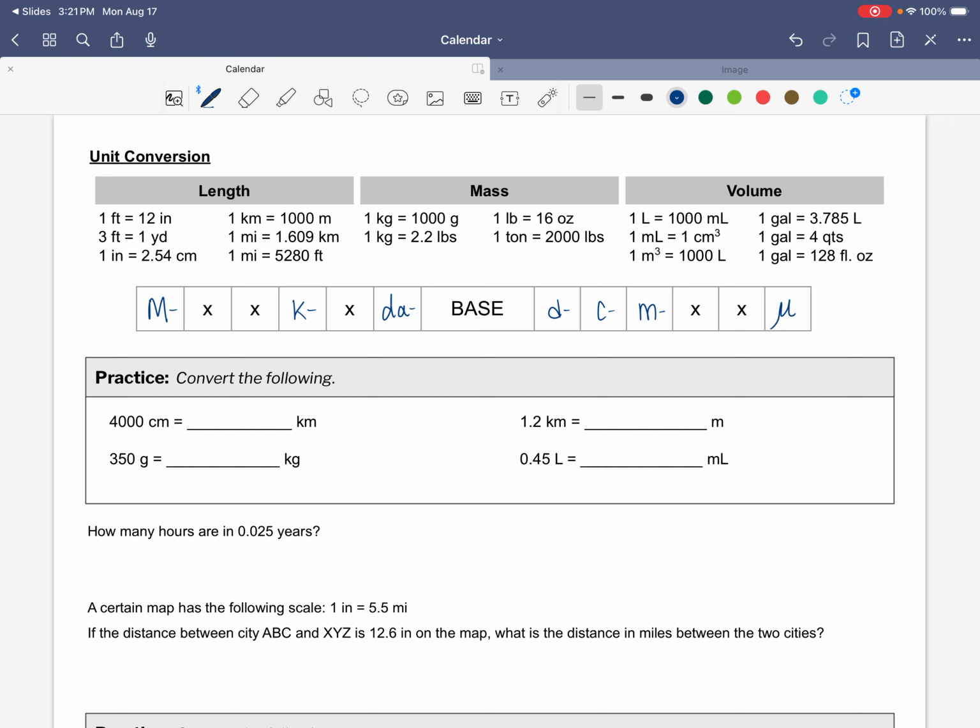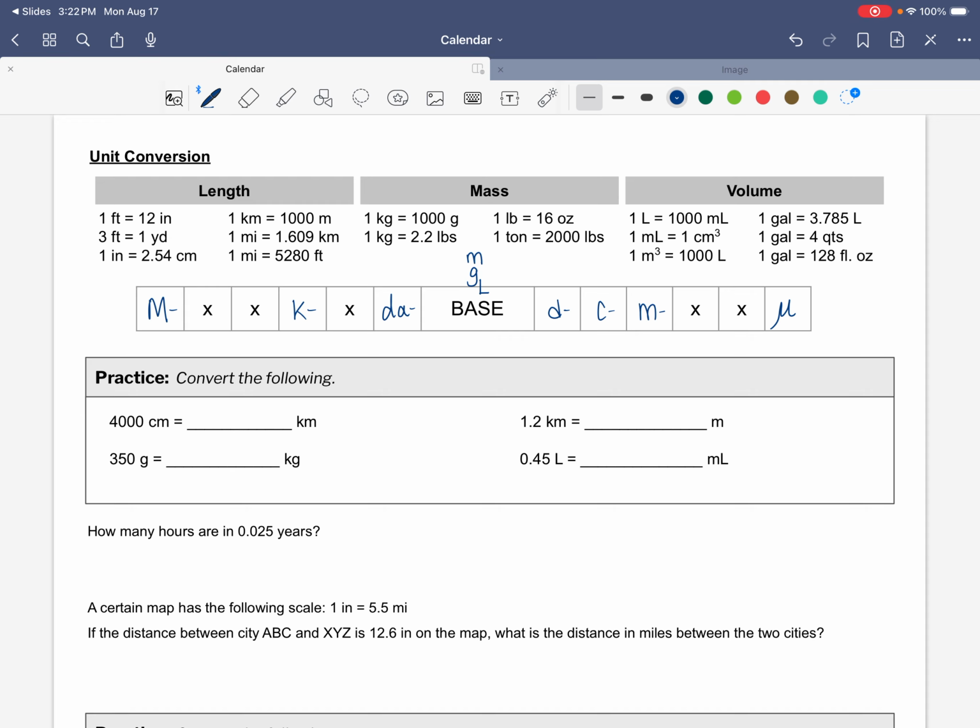These will all have another letter that comes after them. For example, for kilo, we can have kilogram, kilometer, kiloliter. For milli, we can have millimeter, milliliter. And then our base is our base units for length, mass, and volume. Our base for length is going to be meter. For mass, it's going to be gram. And for volume, it's going to be liter.